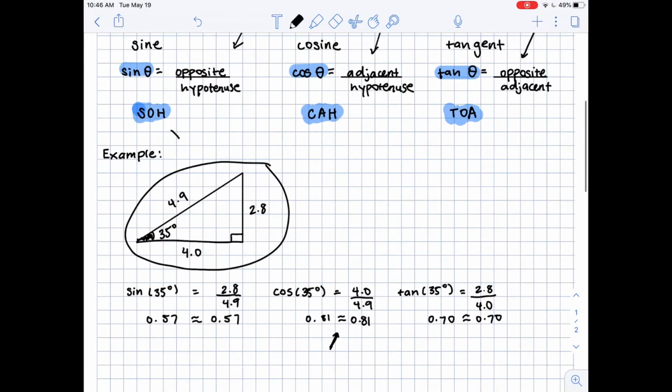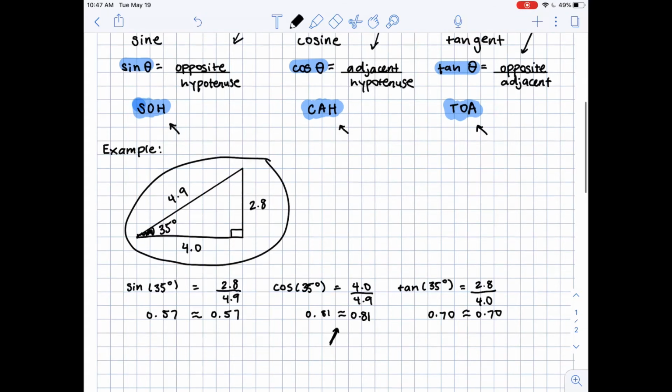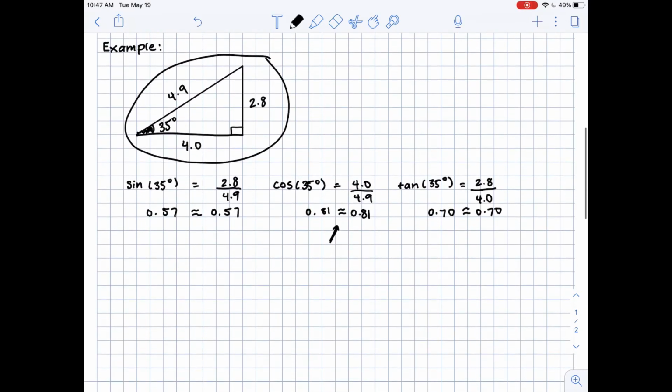So, main thing to take away. Sine is opposite over hypotenuse. Cosine is adjacent over hypotenuse. Tangent is opposite over adjacent. Okay, so how do we apply this? How do we use this? We use it in a lot of different situations.